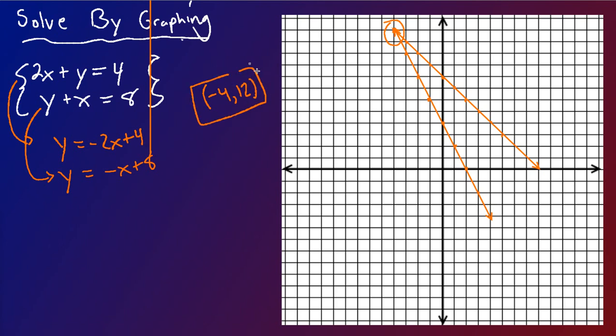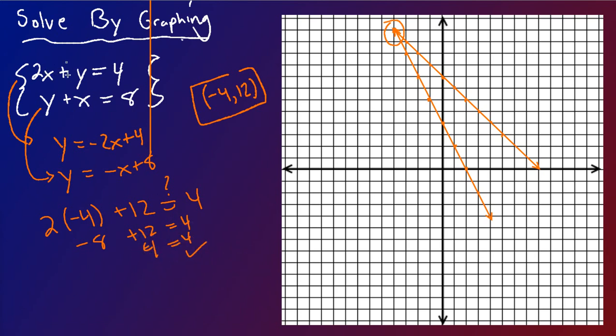And it may be that I want to find out if this is actually the answer. And in order to do that, I'm going to substitute back into this. So I'll have 2 times negative 4 plus 12, and I'm asking, does that equal 4? And if it does, then maybe I have the right answer. Negative 8 plus 12, well, that is 4. So that one checks out.